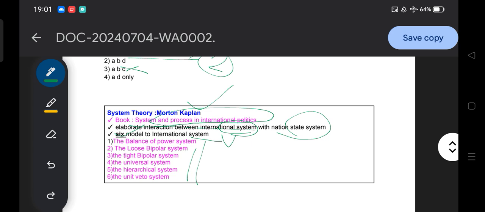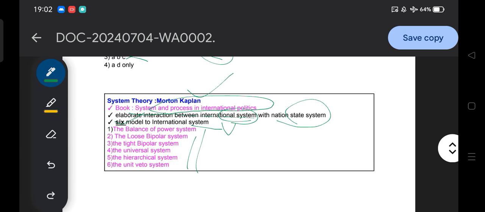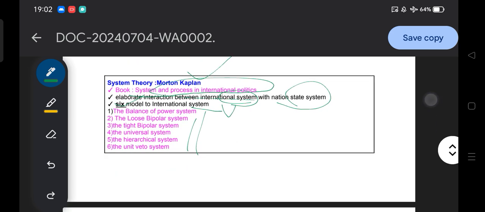Veto means that each and everyone has absolute power, a sharing of power, hence unit veto. Remember, in the United Nations Security Council, veto power means every permanent member has a similar kind of power, be it China, France or the USA. So these are the 6 models of the international system by Morton Kaplan. If they ask the question, you should remember this. Very very important in our upcoming examination, this kind of question could be asked.